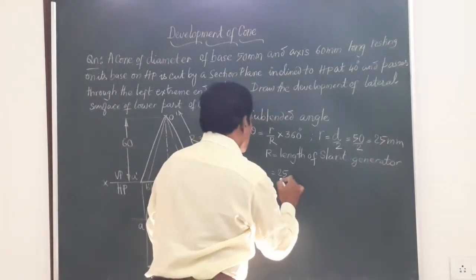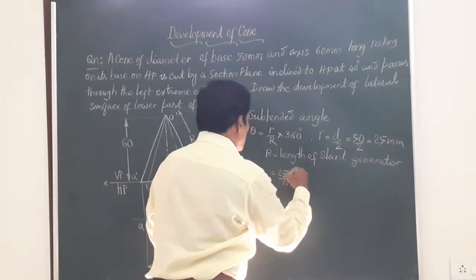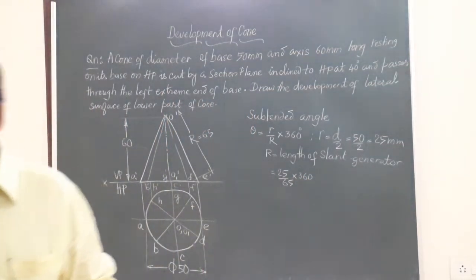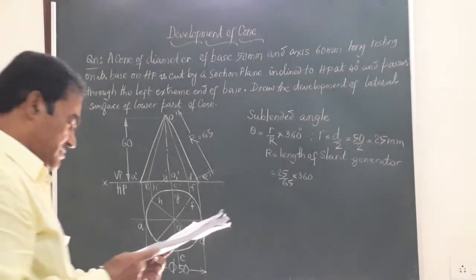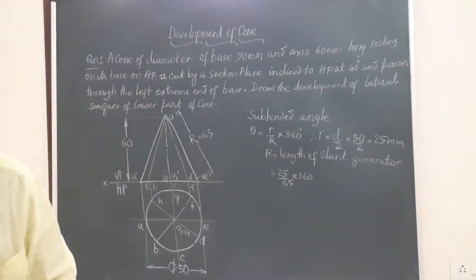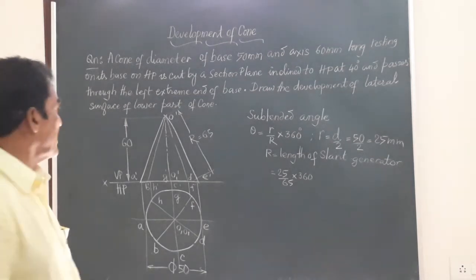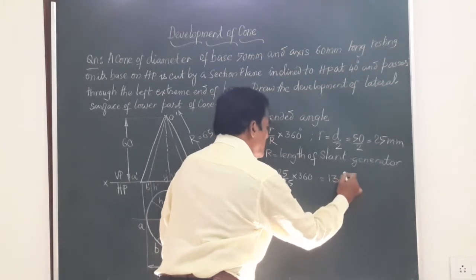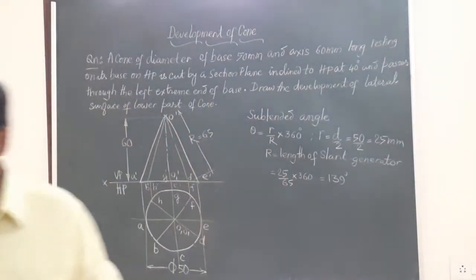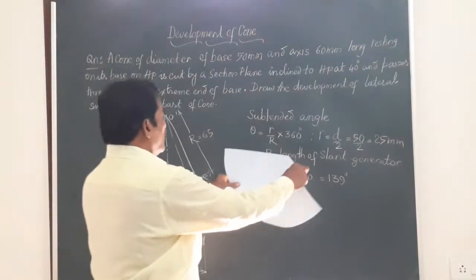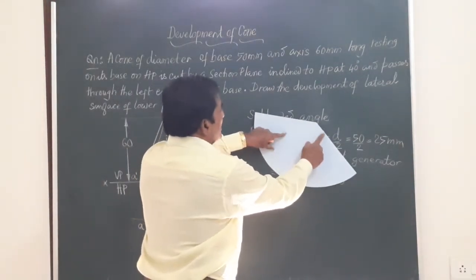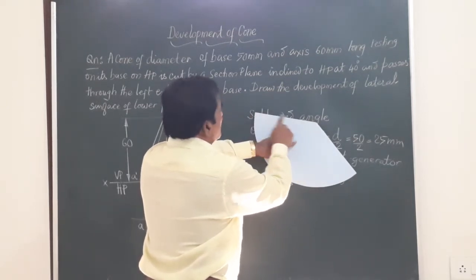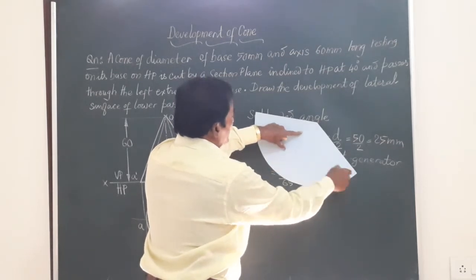25 divided by 65 into 360. So this angle, if you calculate, works out to say 139 degrees. So when I say 139 degrees, I will show you this value. That is, this angle subtended here is 139. This is R, which I told you is 65, and this is the value you are getting.